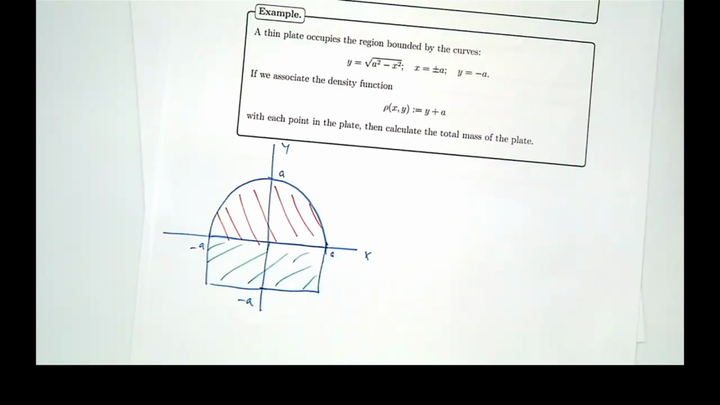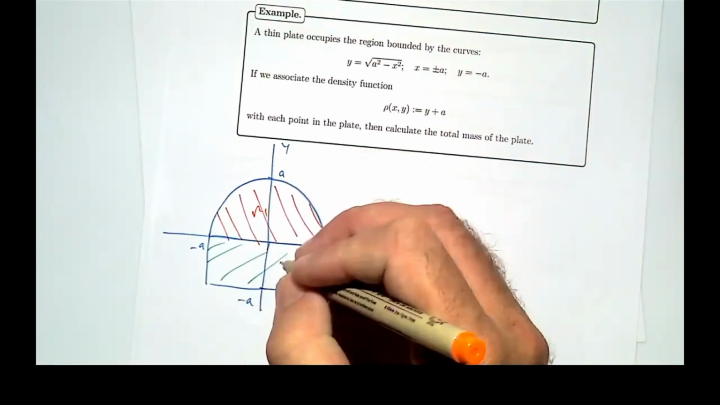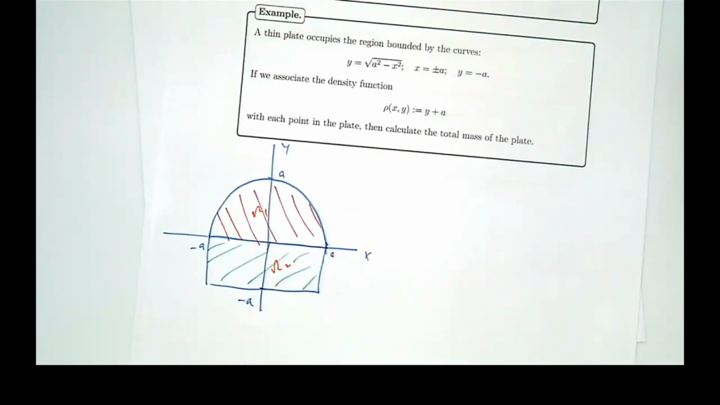Okay? On YouTube, I think I do it a different way, but that was a long time ago. All right? So think about maybe this being omega 1, this being omega 2. Calculate the mass of omega 1 and the mass of omega 2 and add them together. That's one way of doing it. Okay? So, before we do that, let us describe the regions.